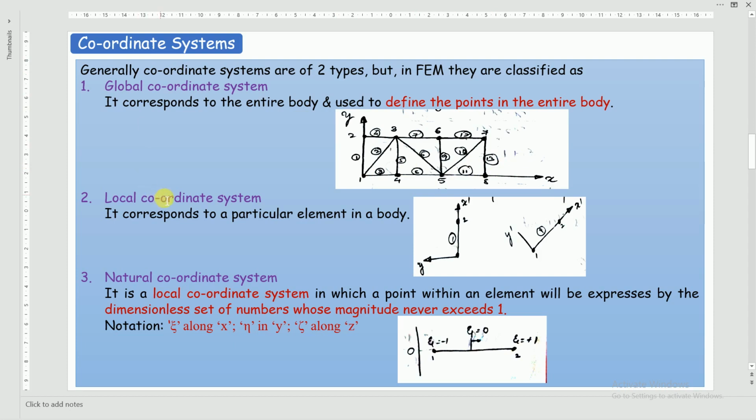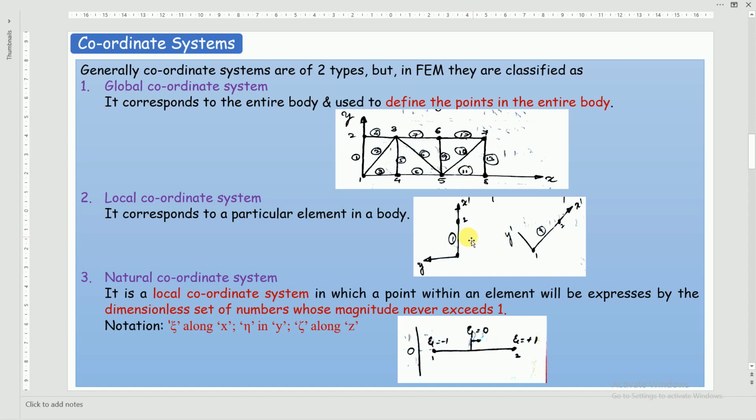Now what is the local coordinate? It corresponds to a particular element in a body. Now consider the same example above. If I take this element, the node numbers are 1 and 2 for this element 1. If I consider it with the global coordinate system, while denoting the global coordinates, we denote them by x and y. While denoting the local coordinates, we denote them as x dash and y dash.